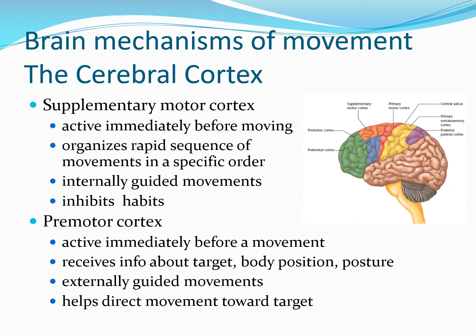It's also involved with error correction, as when we make an error, it processes that so that we can not make that error in the future, and kind of inhibiting habits and errors when we need to. The premotor cortex is also active immediately before we make a movement. It is receiving information about the target, about body position, about posture, about all of these things that are going to help me direct my movement towards a particular target, that I have to be aware of all of those things to make the appropriate movement.